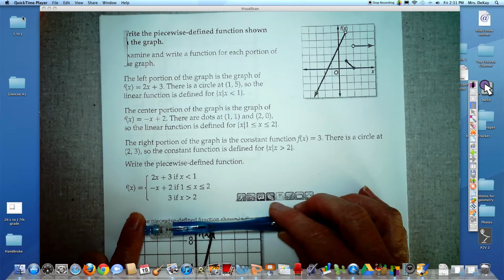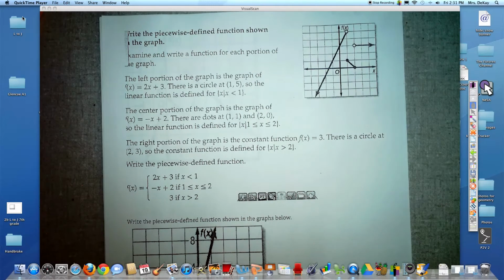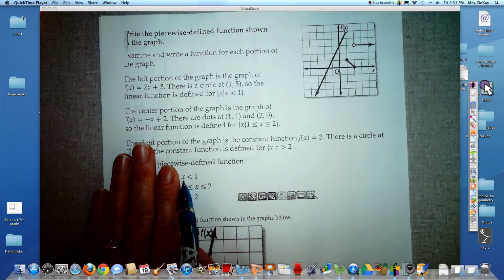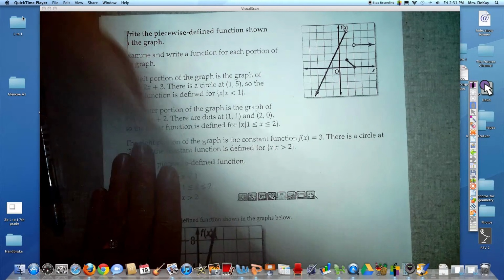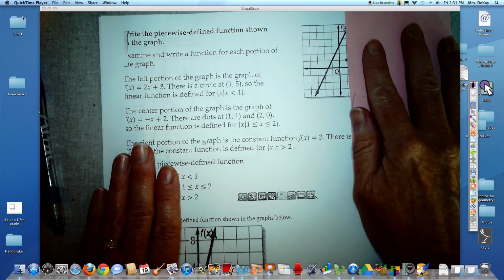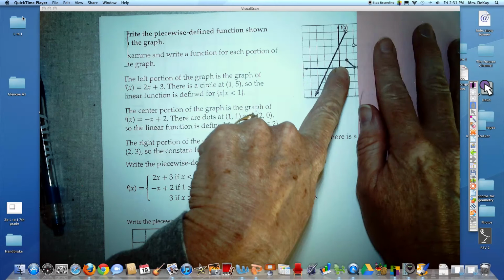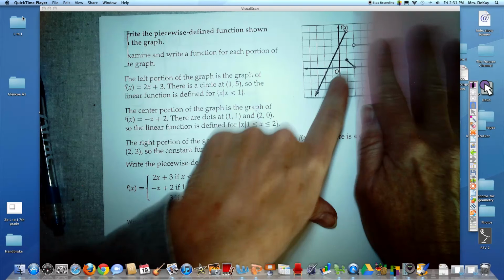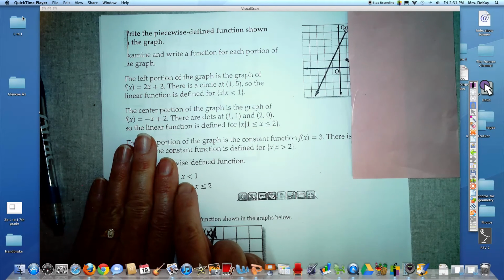I think one of the easiest things about doing this is finding out what your intervals are first. Finding out when is this one true? This one is true when x is what? What is that number right there? Natalie, you were right. It's 1, right? So the first thing we know is something's happening when the graph is less than 1.